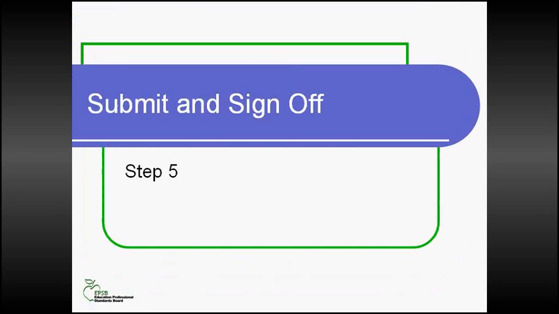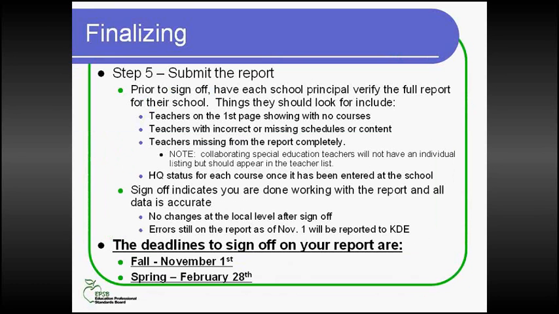So you've done all that, and now we're almost to November 1st, and you're ready to submit. Before you submit each semester, we strongly recommend, especially in the spring, that you have each school principal, or they can designate it to someone else if they wish, verify the full data report for their school. And that means they need to look for teachers that are showing with no courses, teachers with missing or incorrect schedules or content, teachers that are missing from the report completely, and if they've entered the HQ status, it'll pre-populate it for the HQ report so they can check that.